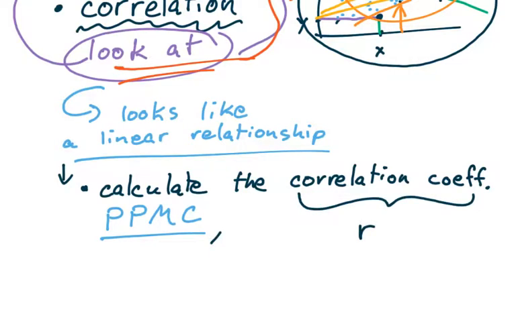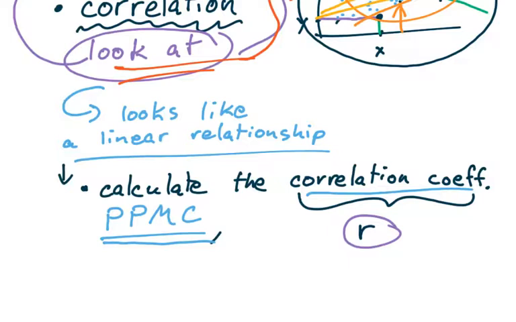So that's the example we're going to perform today. We're going to calculate the correlation coefficient, also known as the PPMC, but why don't we just call it R? It's shorter than anything else. All right, so we're going to calculate the correlation coefficient in this example, example 10-6.